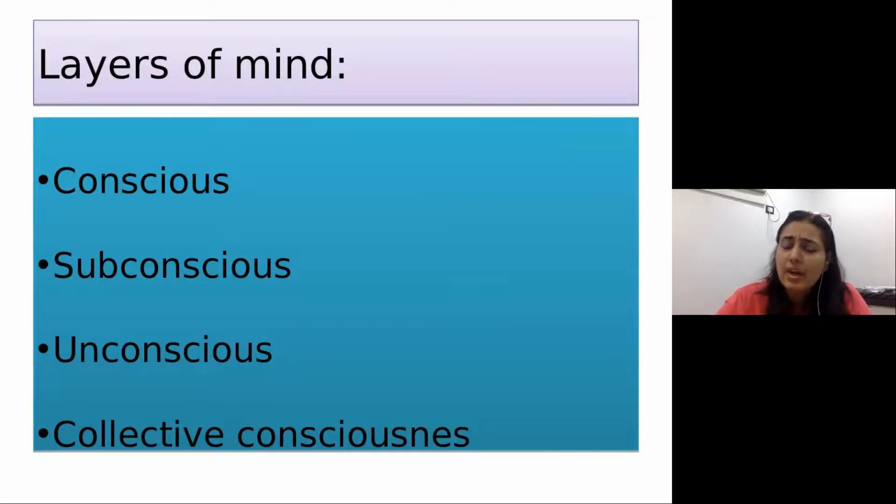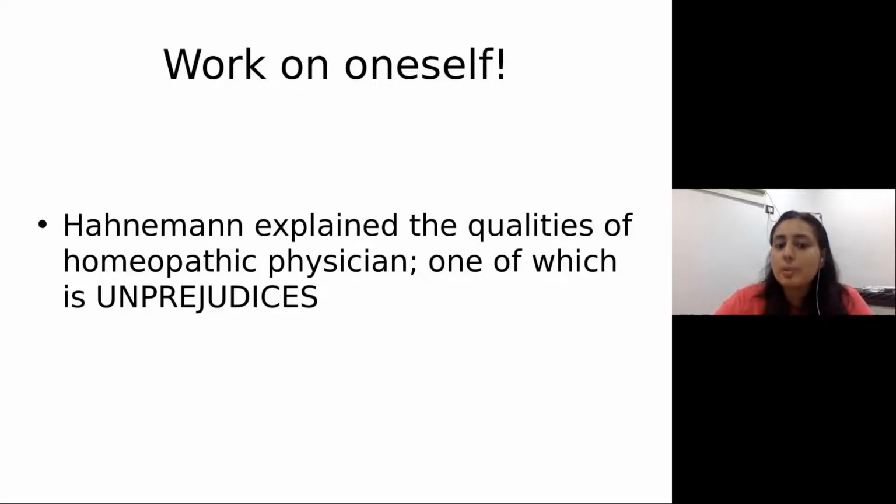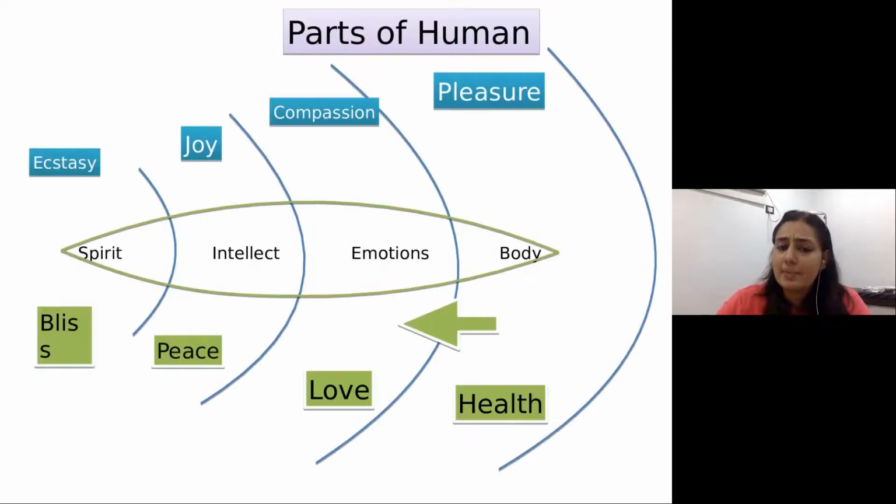Then you have the unconscious mind, which is deeper, spiritual. You could say it is related to your past lives or past karmas, which somewhere reflects in the subconscious and conscious mind. And collective consciousness is where we don't have any separate mind, we all are one mind. So it's again a very deep concept. So the aim is to reach the subconscious mind. Now the question arises, how? Only if we ourselves are unprejudiced, if we ourselves are very balanced.